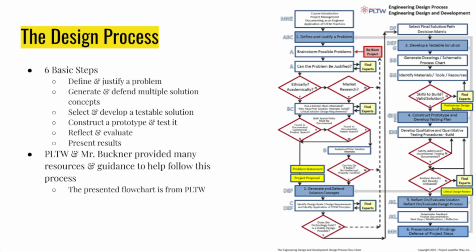In order to complete the project, we followed the design process. The design process can be broken down into 6 simple steps, including defining and justifying a problem, generating and defending multiple solution concepts, selecting and developing a testable solution, constructing a prototype and testing it, reflecting on and evaluating the solution while reflecting on and evaluating the design process, and finally giving a presentation on the findings and giving a defense on project steps. We are currently completing the 6th step of the design process with this presentation, since we'll be presenting information about our whole process with our project.